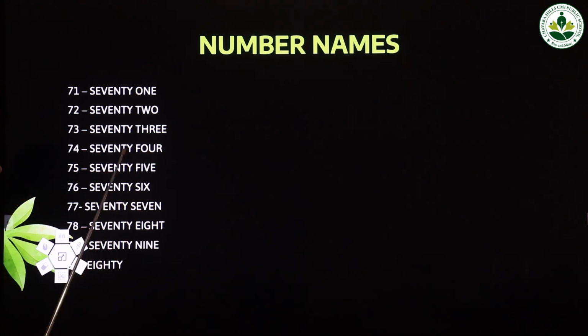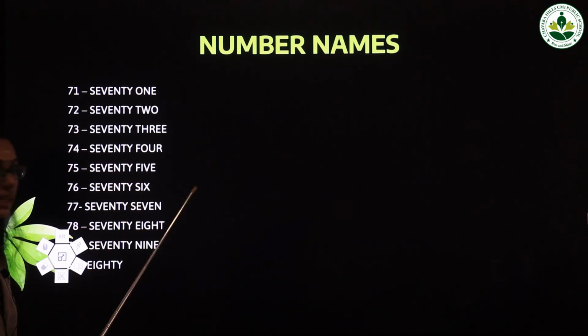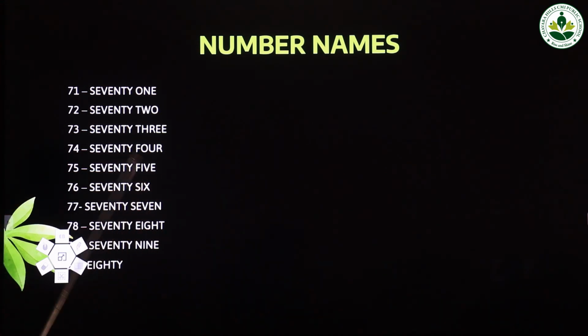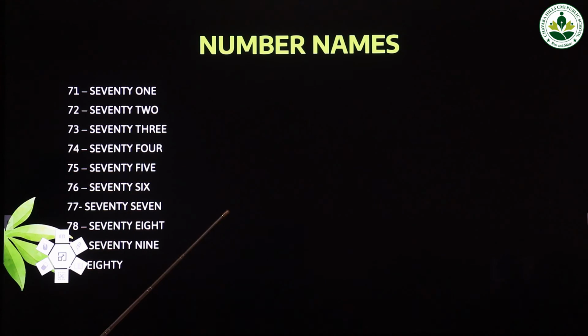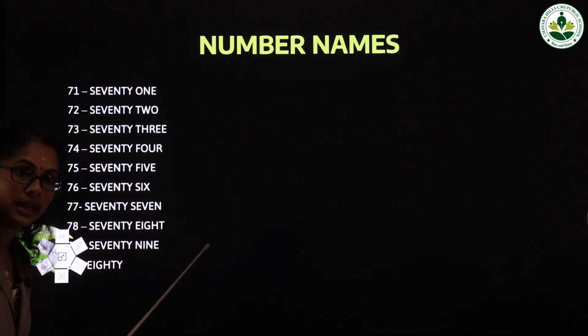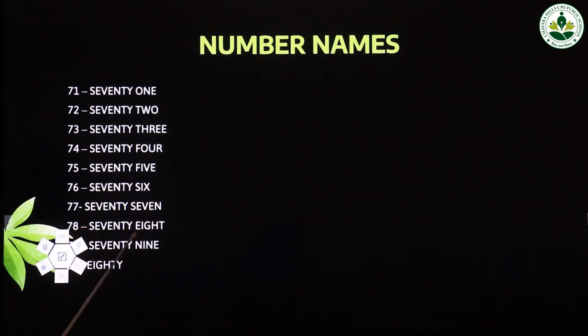SEVENTY 70, FIVE 5. Then 76, SEVENTY 70, SIX 6, 76. Then 77, SEVENTY 70, SEVEN 7, 77. 78, SEVENTY 70, EIGHT 8. Then 79, SEVENTY 70, NINE 9, 79.